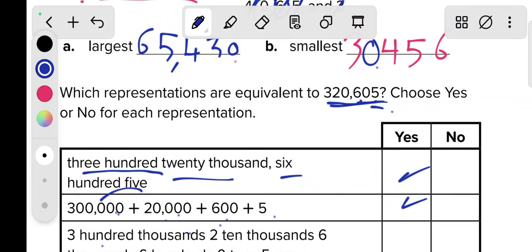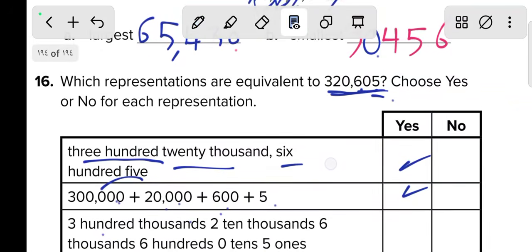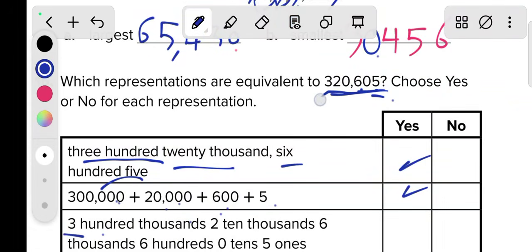300,000, okay. 3 here in 100,000, true. 2 in 10,000, yes, 2 in 10,000. But 3 in 1,000, 6 in 1,000. We have 6 in the 1,000 place here, guys. Of course not. In 1,000 we have 0.